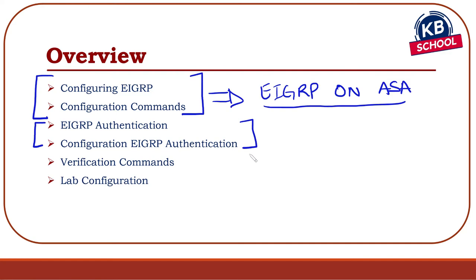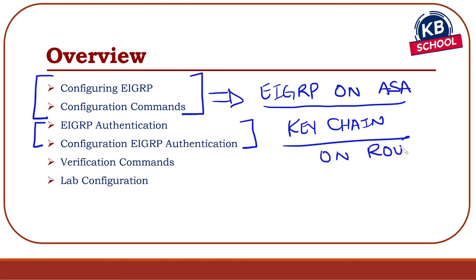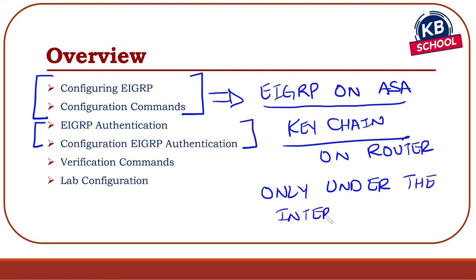Again, just like RIP, EIGRP also uses the keychain concept on the router, and just like RIP, EIGRP does not use the keychain concept on the ASA. So on the router, only under what? Under the interface. On the ASA, so you'll see the two ways of doing it, one on the router, one on the ASA firewall.